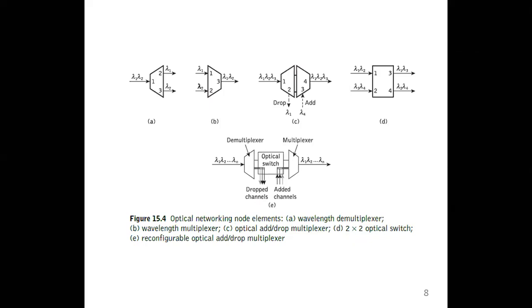The third part C is an optical add drop multiplexer. Before we go into the detail, you can see that you have lambda 1, lambda 2, and lambda 3, one signal which is a combination of these three wavelengths, and you are dropping or letting go of one wavelength, lambda 1, whereas on the right hand side you are adding a wavelength lambda 4. Therefore what you get at the output will be lambda 2, lambda 3, and lambda 4.